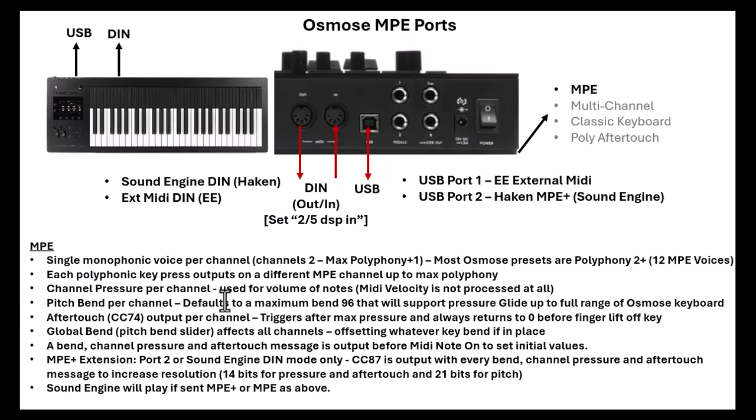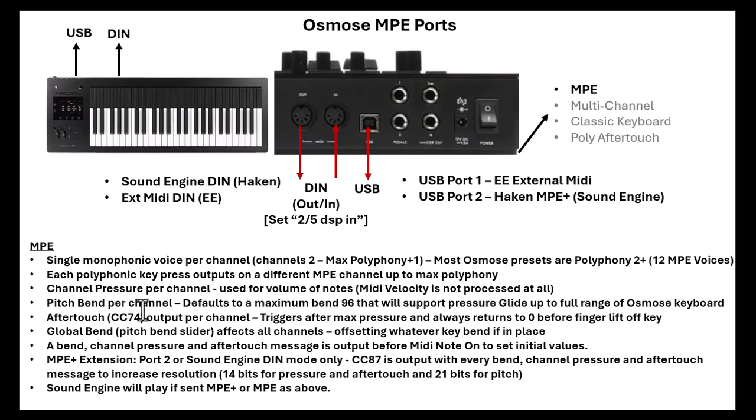Channel pressure is used to initiate volume on the Osmose. MIDI velocity is not used at all. Now, if you set external MPE mode, you'll output velocity with your MPE data, and you can also set what CC or what MIDI message you use for your pressure in external MPE mode. In MPE Plus mode, channel pressure is always going to be used for your pressure.